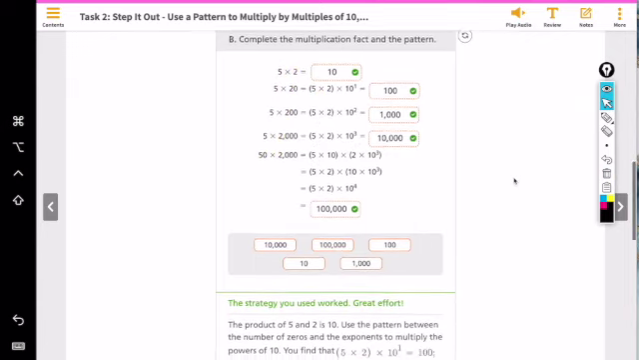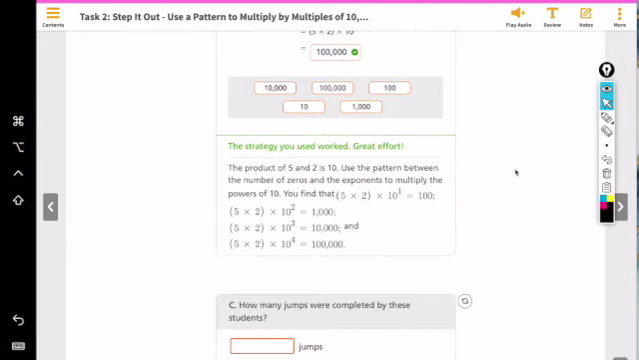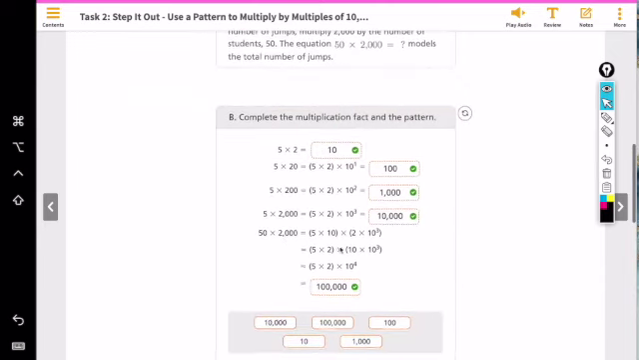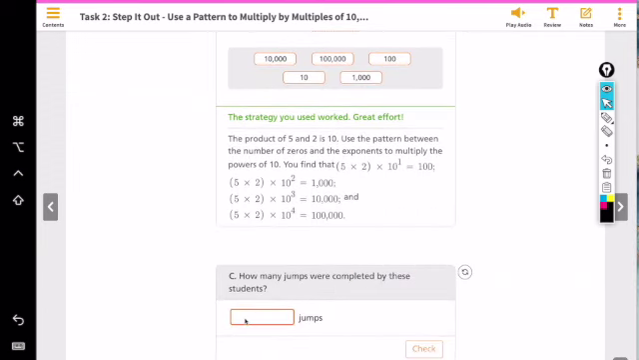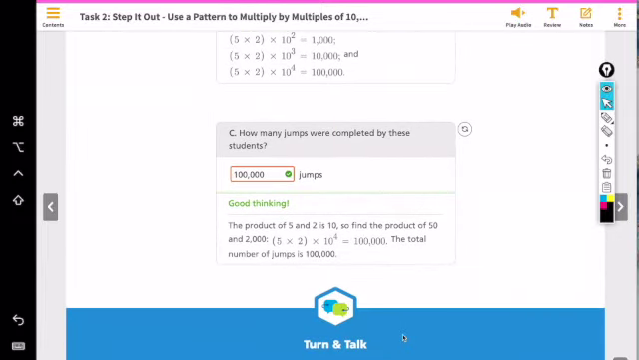Now we need to answer the question. Let's see, how many jumps were completed by these students? Well, 50 times 2,000 is 100,000. So I'm going to put that in here. 100,000. Let's check it. Excellent. All right, now it's your turn. You are now going to complete the check for understanding. And when you are done with that, then you can go ahead and go into your reflex math. Nice work.